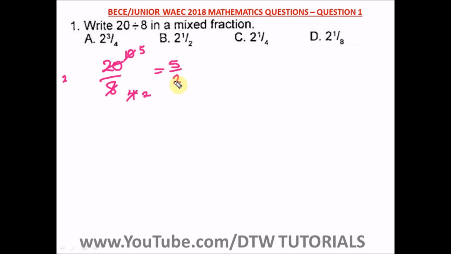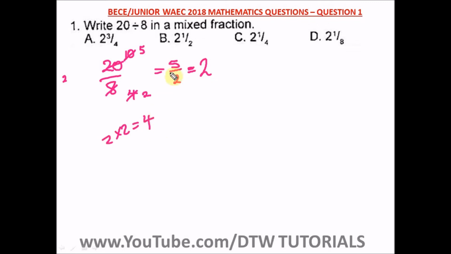So to convert to a mixed fraction, how do we do it? I hope you still remember. All we need to say is how many times can 2 go in 5? 2 will go in 5 two times, so let's put an equal to here. 2 times, remainder what? The remainder is 1. 2 will go in 5 two times because 2 times 2 is 4.